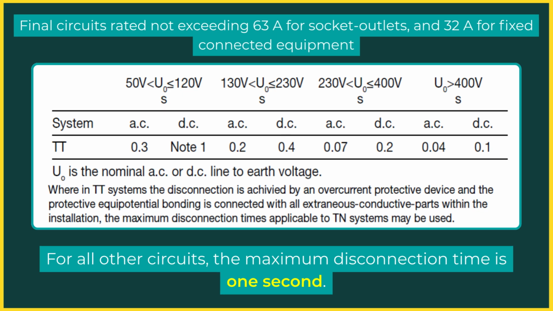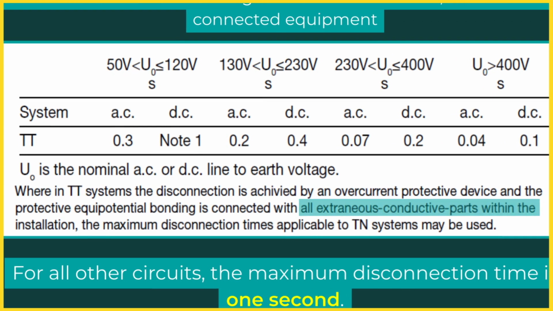This longer disconnection time allows selectivity between RCDs installed on distribution circuits. If all extraneous conductive parts of an installation are equipotential bonded, longer disconnecting times of 5 seconds, similar to a TN system, can also be used in a TT system.